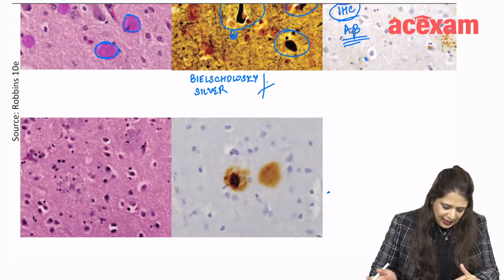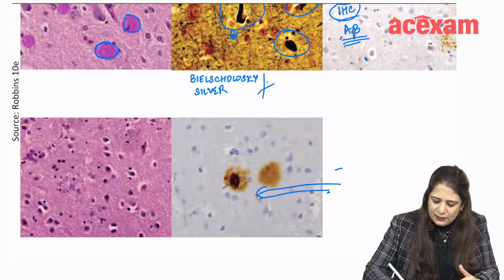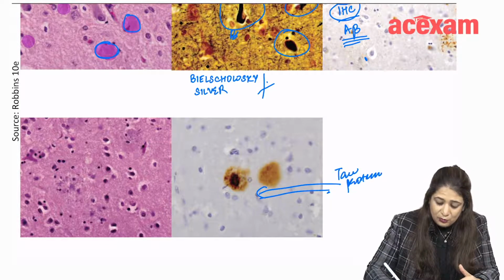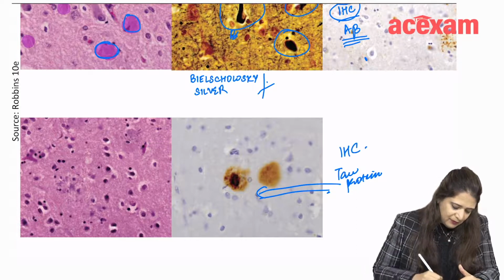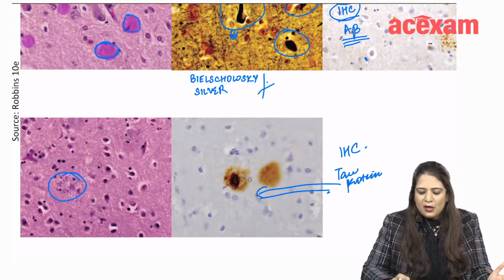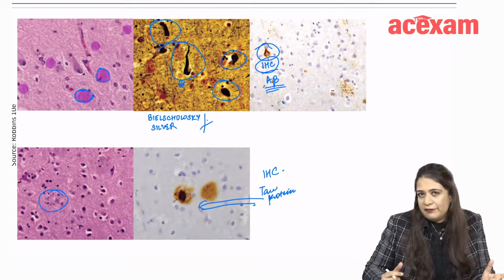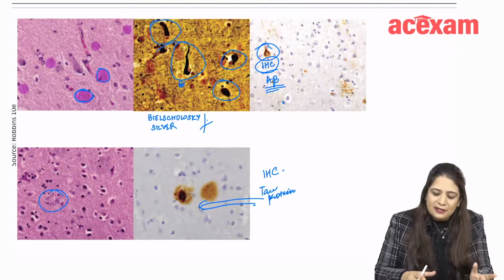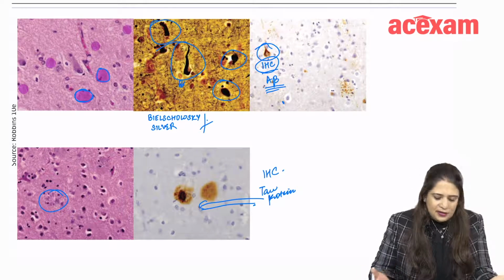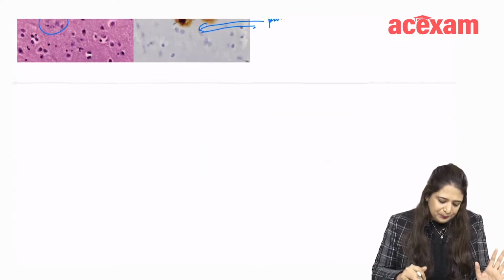Then there are also tangles, and these tangles can also be detected using tau protein immunohistochemistry as well, right? So tangle deposition can also be seen in Alzheimer's. If this is asked as an image-based question, it would be a difficult question. But now that you have seen this image, you'll be able to answer. There's nothing much except for these blob depositions which you have to find out.